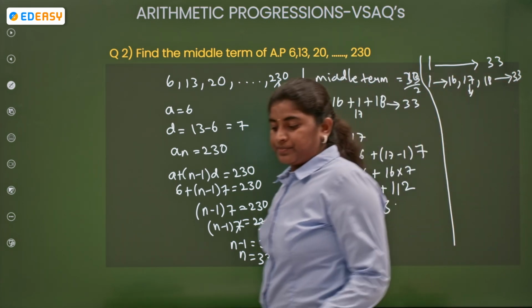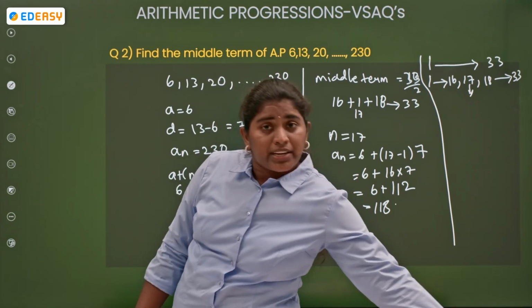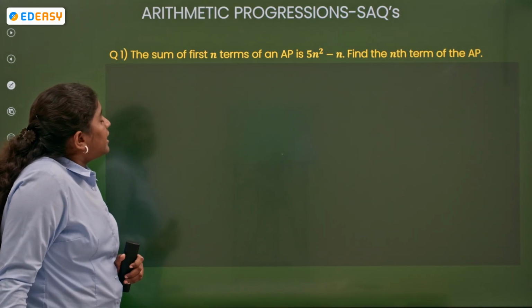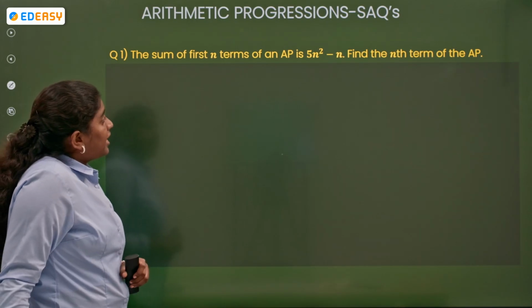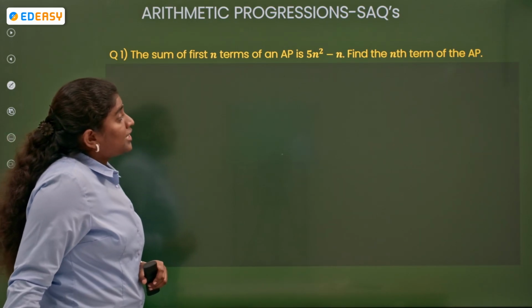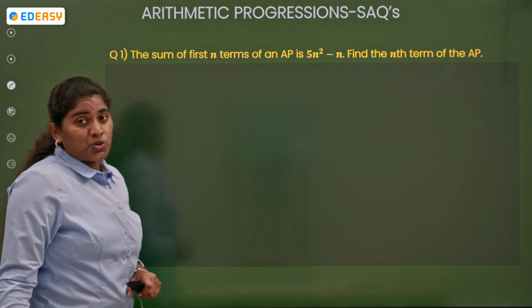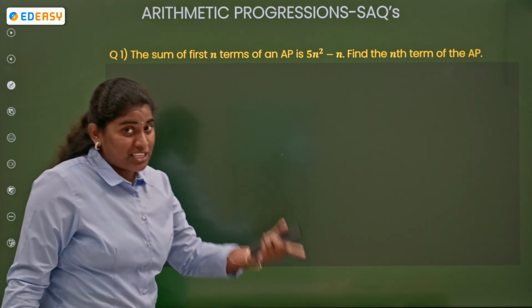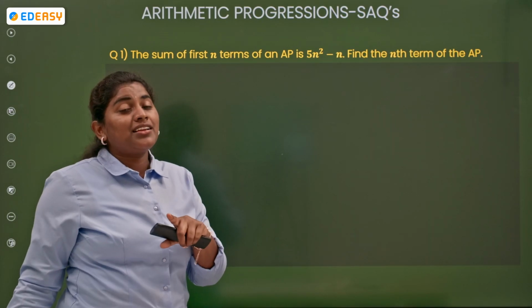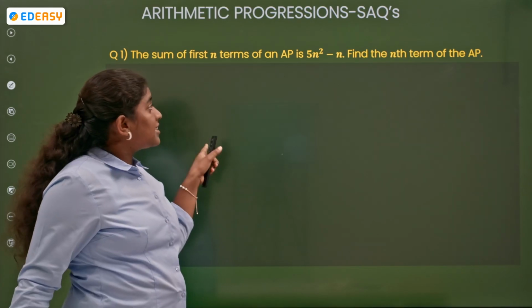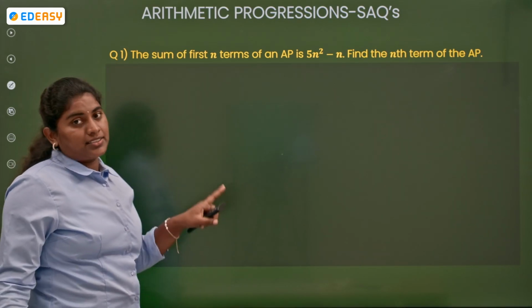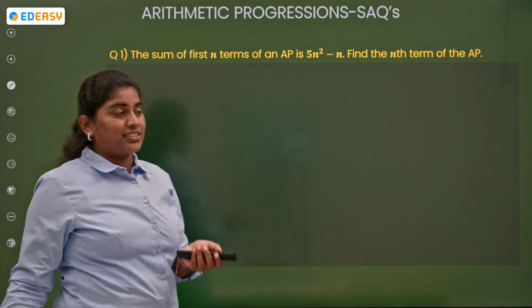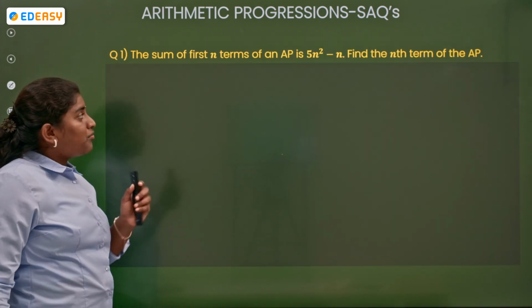Simple, right? Now let's do the next. The sum of the first n terms of an AP is 5n square minus n. Find the nth term of the AP. Do you remember that we have done this type of problem in our MCQs? But there they asked for the common difference, and here they are asking us to find the nth term. So I hope you can do this question, right? Fine. Now, how will we find the nth term?